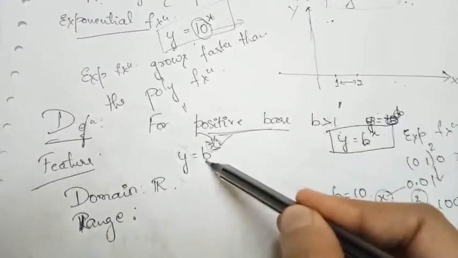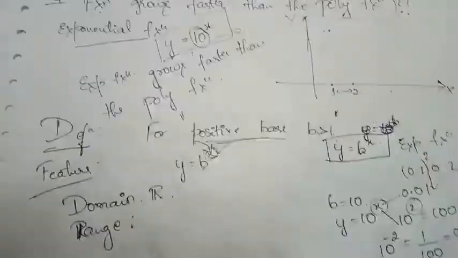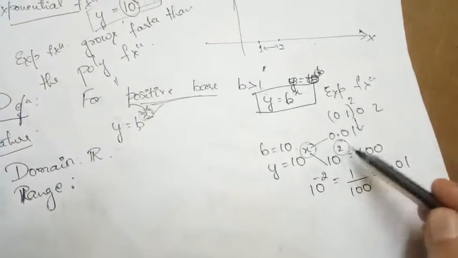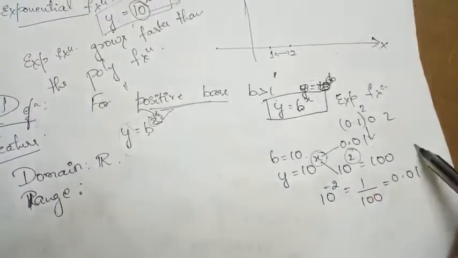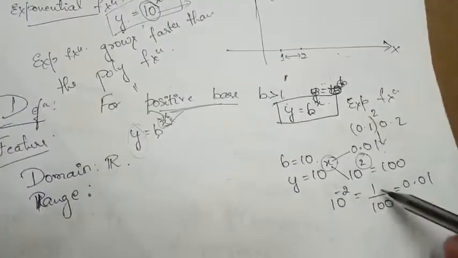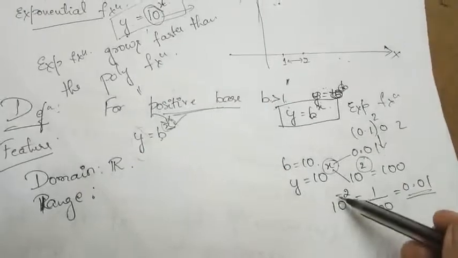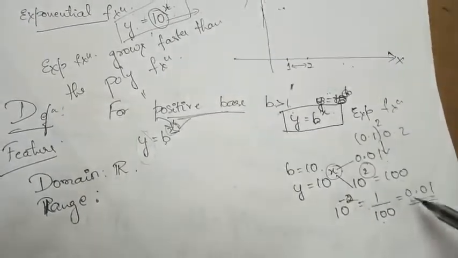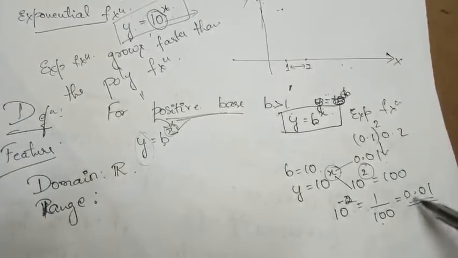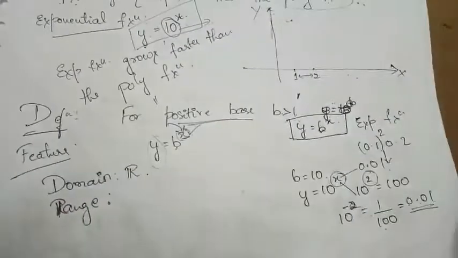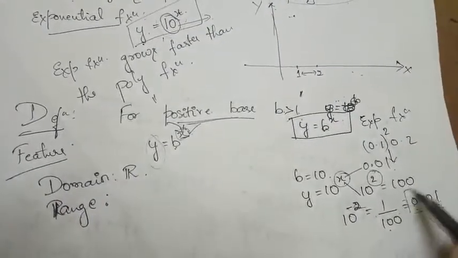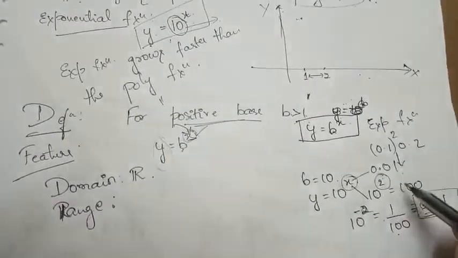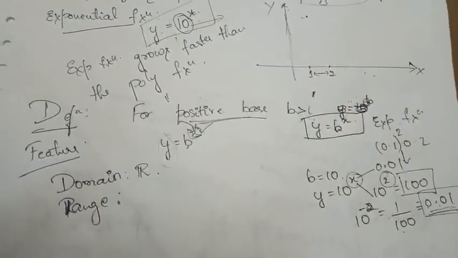To that positive base we are giving some power. You can see here, when it was a positive power, it goes on increasing. When it was a negative power, even though it is minus 2, it will be 1 by 100. 1 by 100 is nothing but what? 0.01. So you can see that it is also a positive quantity. When it was a positive power, that time also it is a positive quantity.